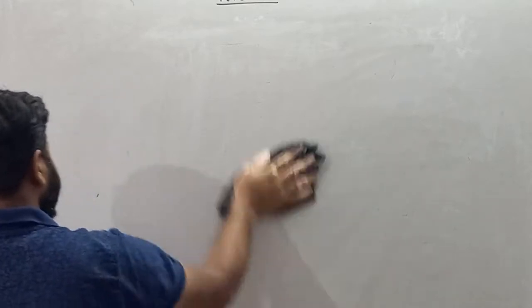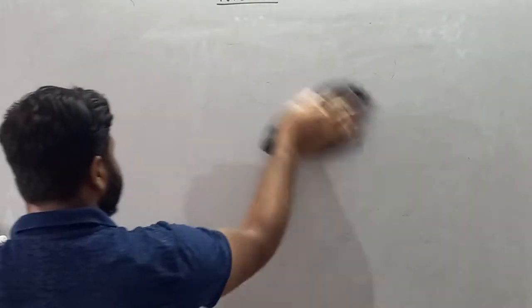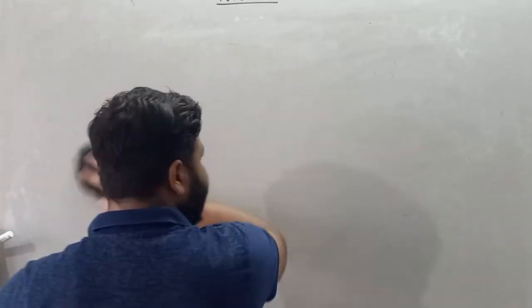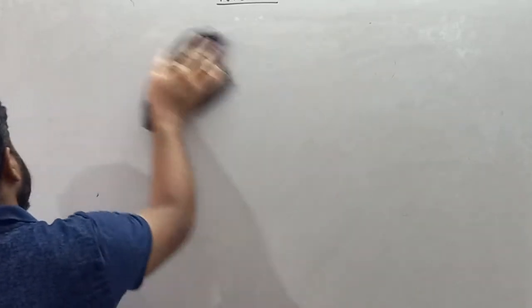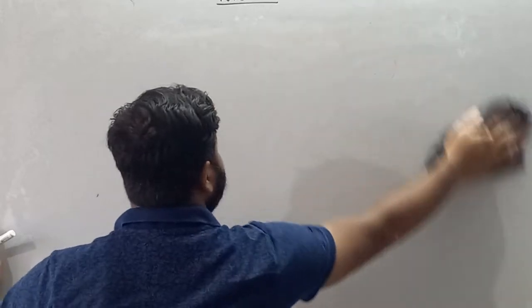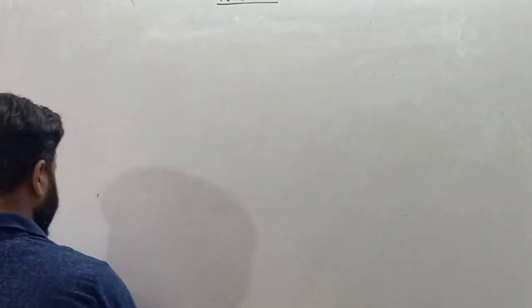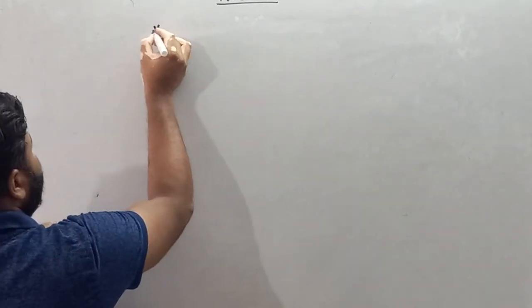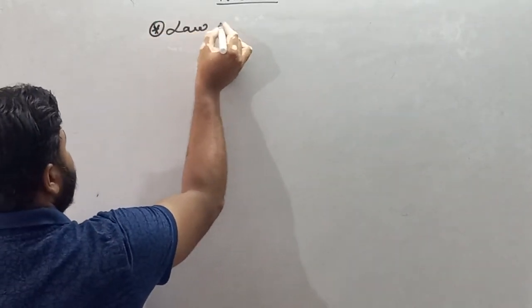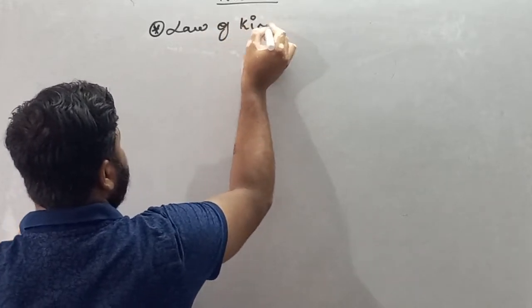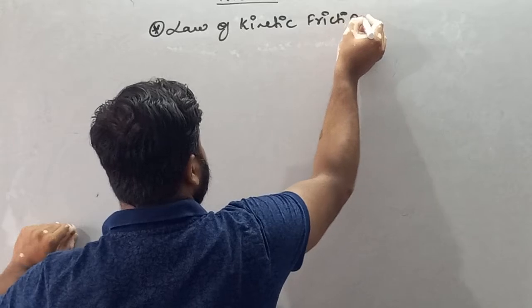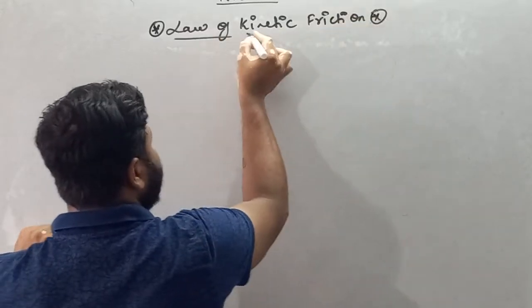Remember, my dear student, kinetic friction is also a constant friction. Limiting friction is also a constant friction. But yes, static friction is variable friction, because its value changes if the value of applied force is changing. So next is law of kinetic friction. Now we are talking about kinetic friction.